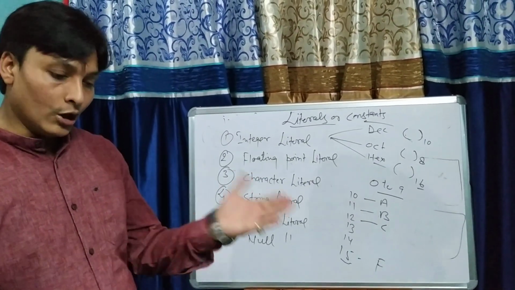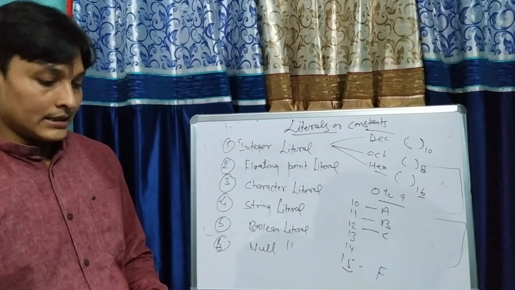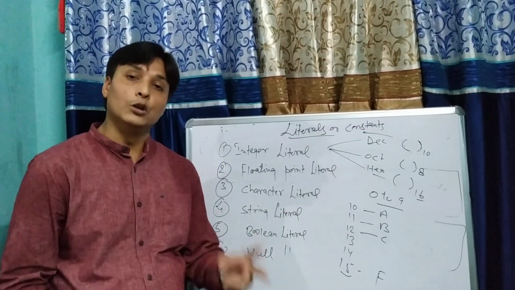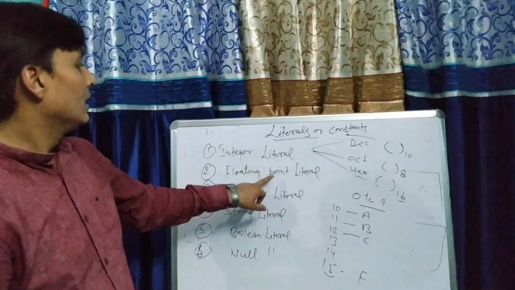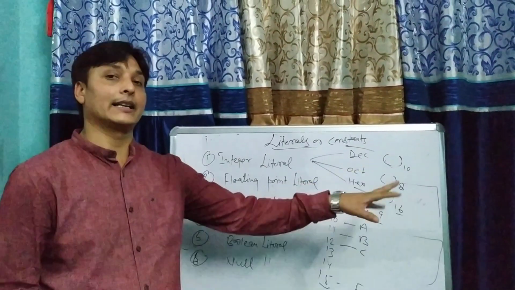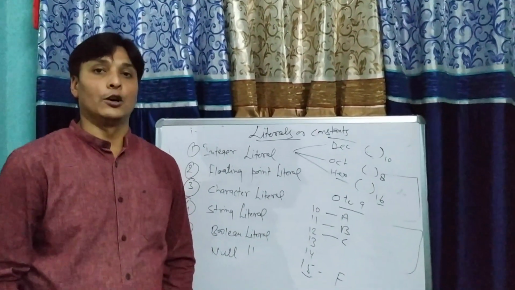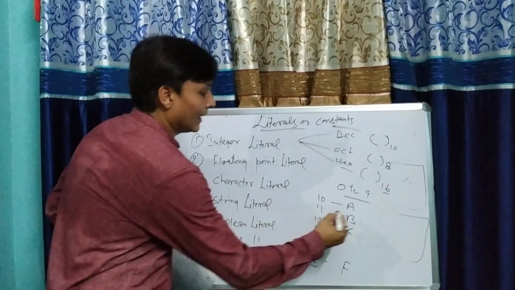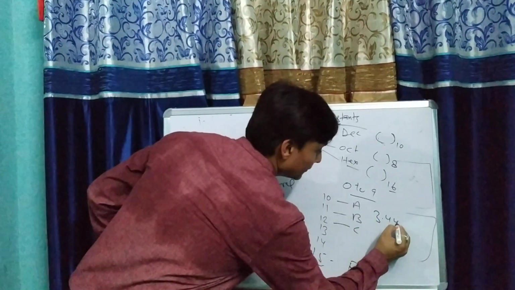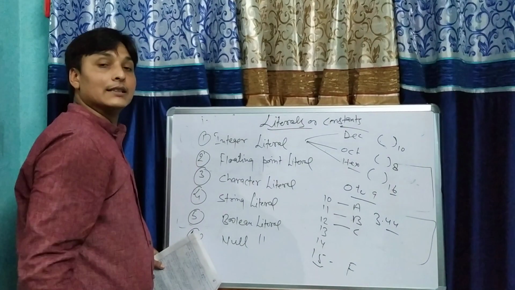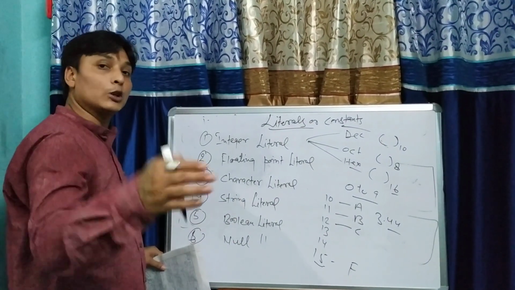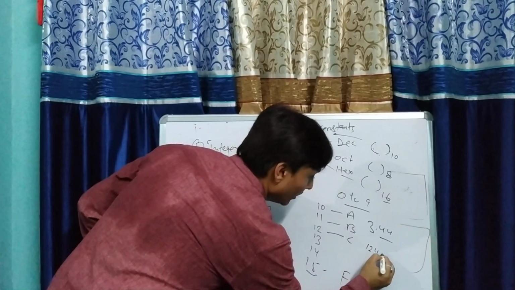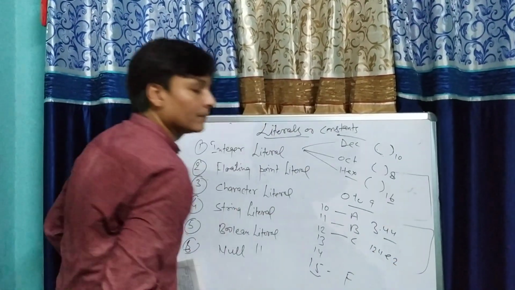Now, floating point literals are also divided into two parts. First one fractional form and second one exponentiation form. Fractional form means, student, suppose I am writing 3.44. Okay, this is called fractional form. And what would be the exponentiation form? Suppose I am going to write 1 to 4 e2.